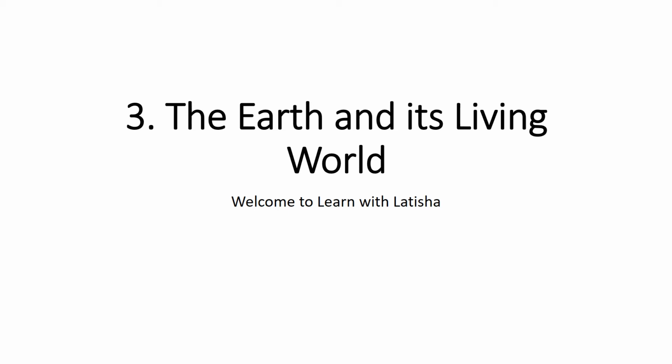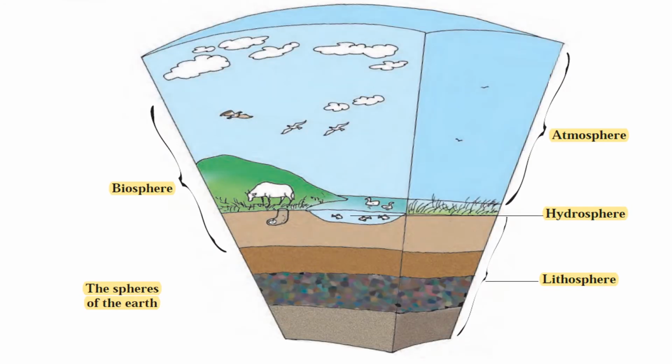Chapter number 3, The Earth and its Living World. Standard 5. In the below picture, you can see air, water and land, which are known as atmosphere, hydrosphere and lithosphere. These are the spheres of the Earth. These three spheres together form the biosphere.